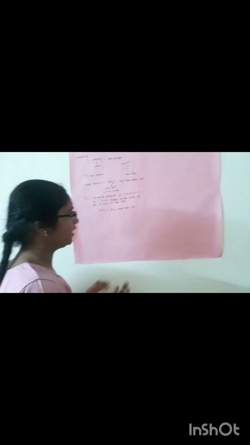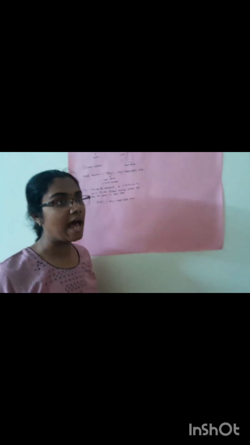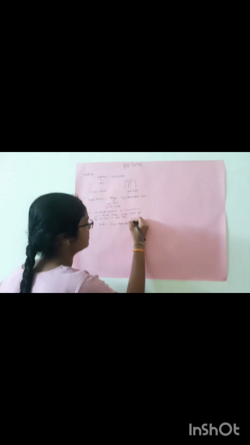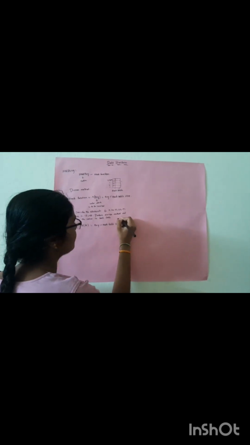Here any size is not specified. In that condition, take the size of the hash table as the number of elements we consider. See, 1, 2, 3, 4, 5, 6, 7, 8, 9, 10. So here I consider the hash table size, which is m, as 10.